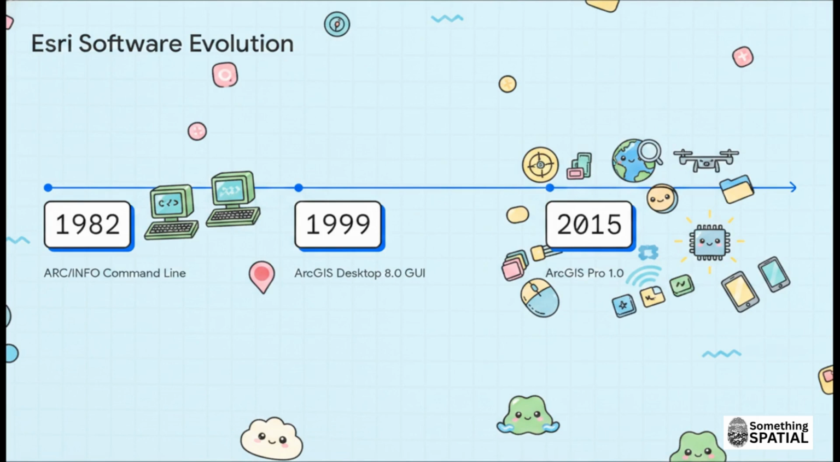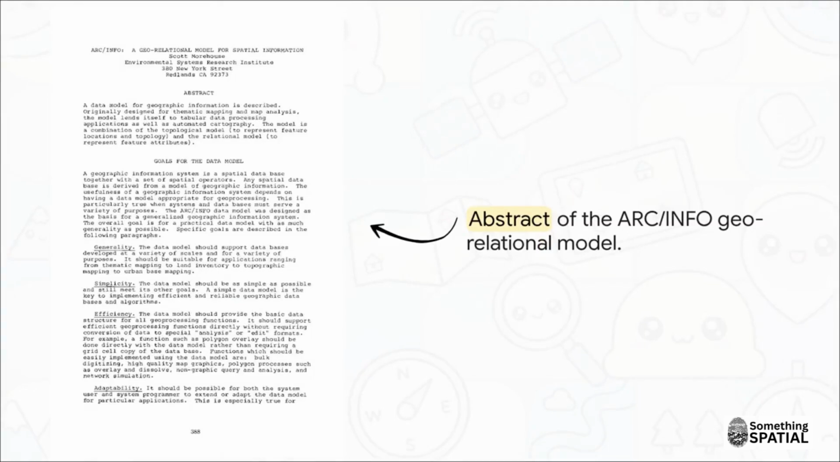We go from the totally command line-based arc/info in 1982 up to the revolutionary graphical user interface of ArcGIS Desktop 8.0 in 1999, all the way to the launch of the modern 64-bit powerhouse that is ArcGIS Pro in 2015. Back in the 1980s, Esri, which was actually founded by Jack Dangermond, an alum of that Harvard lab, released arc/info.